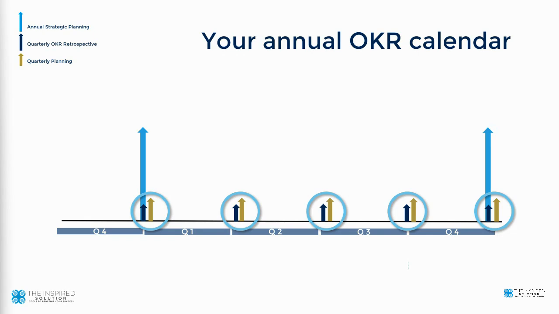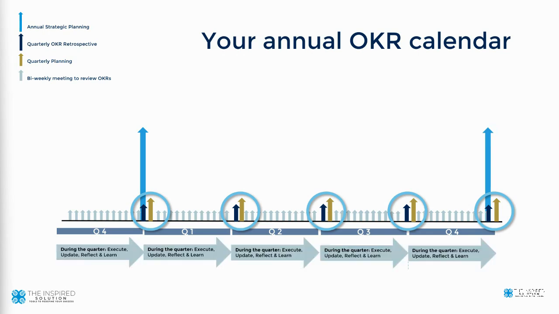Then during the periods, teams need to be having regular weekly or bi-weekly check-ins. This frequent and regular check-in process will enable individuals and teams to execute their initiatives, update their progress, reflect on their success and or challenges, and then take any learnings from that into the next week or 2-week period before the next check-in.